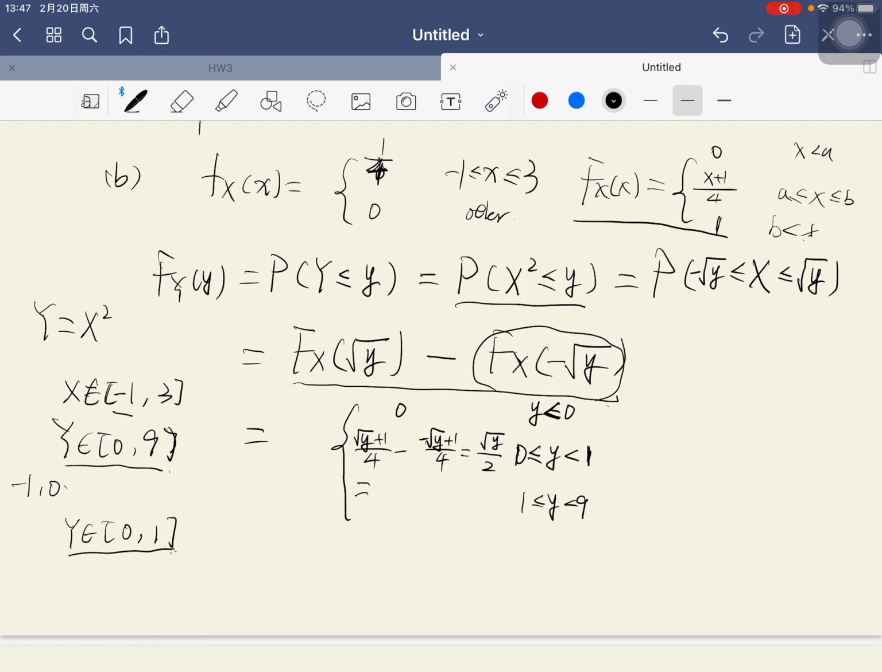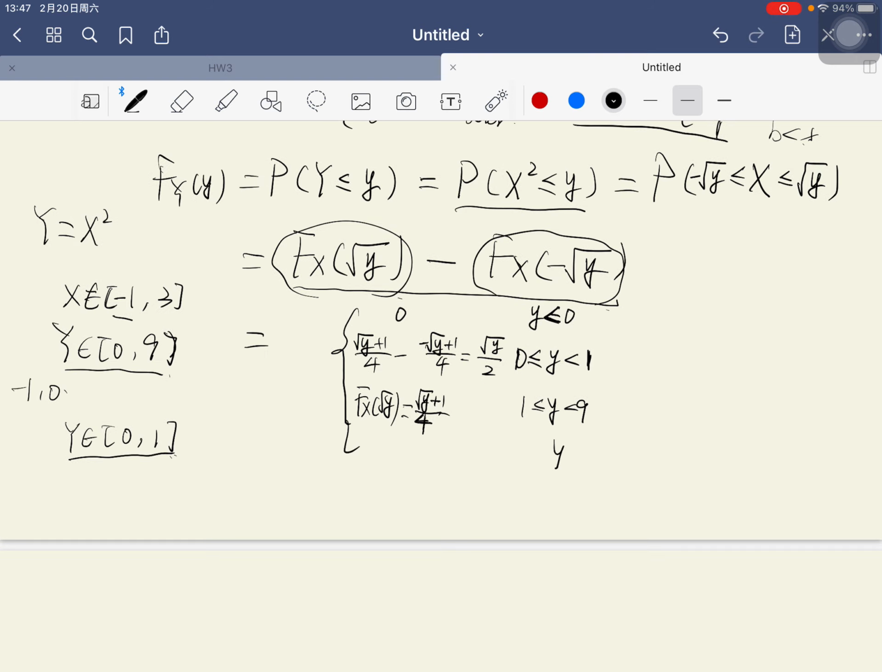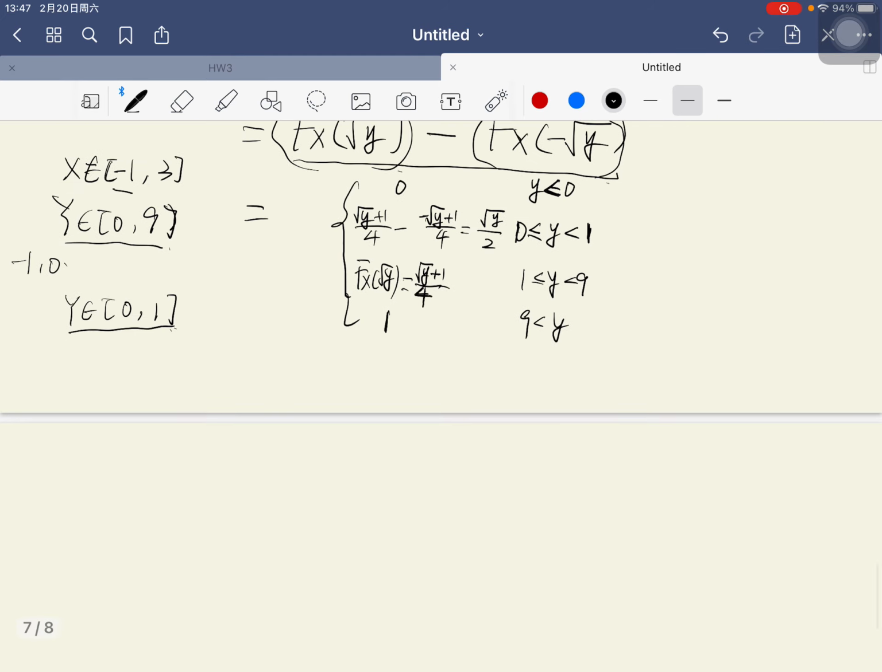For y from the range 1 to 9, this part is 0, so we could just compute this part, and using the distribution function of X it is equal to the square root of y plus 1 over 4. And for y over 9 it is equal to 1. So this is the distribution function, and we could compute the density function of Y as the derivative of the distribution function of Y.